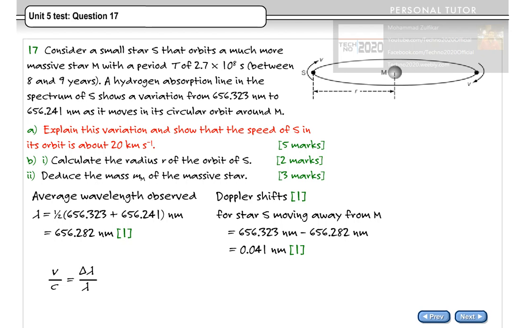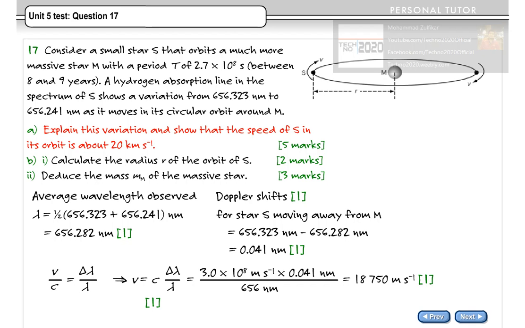The Doppler formula can be rearranged to give an expression for v, the orbital speed of star S. Substituting and calculating shows that the orbital speed of S is 18,750 meters per second relative to star M, and this is about 20 kilometers per second as required.